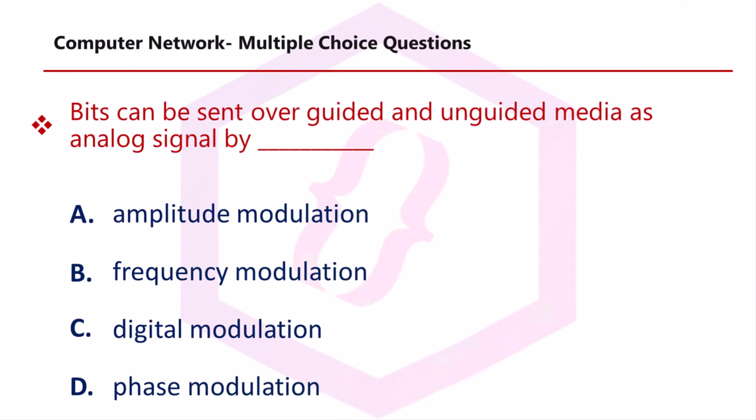Bits can be sent over guided and unguided media as an analog signal by option A, amplitude modulation. Option B, frequency modulation. Option C, digital modulation. Option D, phase modulation. And the correct answer is option C, digital modulation.